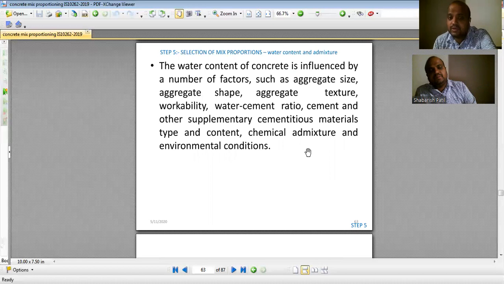See, all the ingredients we are calculating in a mix proportioning are for 1 cubic meter of concrete. For a volume of 1 cubic meter, what all ingredients we should use, that we will be calculating. So now I'll proceed with the water content. The water content of concrete is influenced by many factors like aggregate size, aggregate shape, aggregate texture, workability. It is also dependent on the water cement ratio, the cement and other supplementary cementitious materials. There are many reasons why the water content may change. I'll list down the water content here, and of course with the admixture.